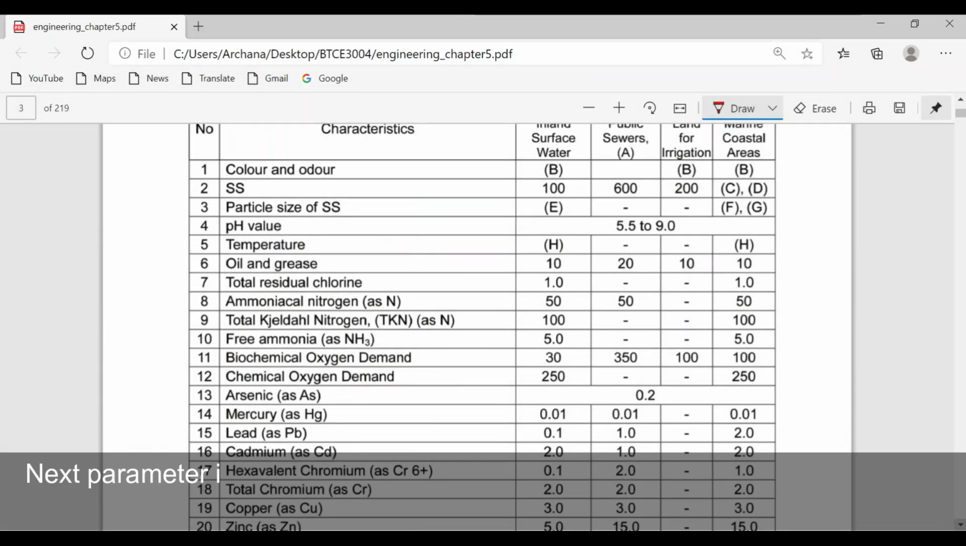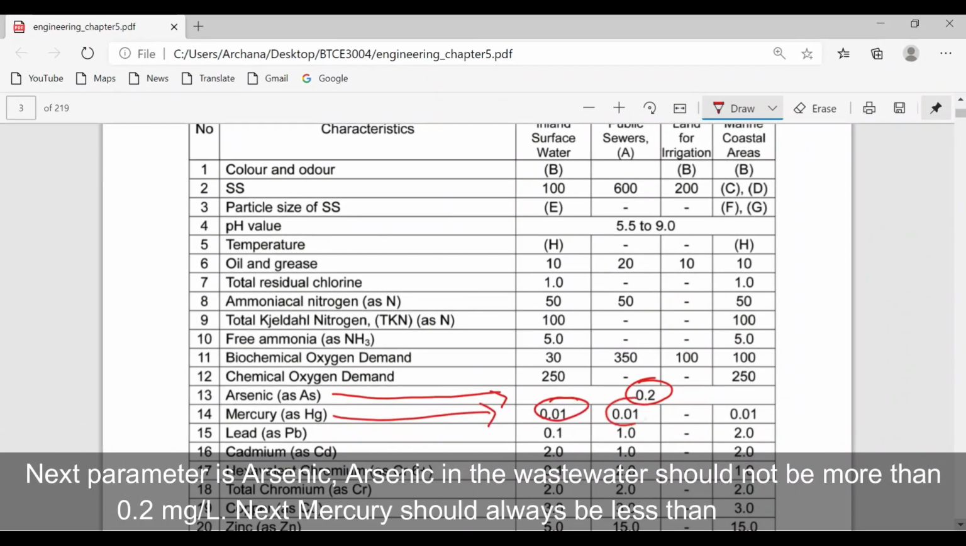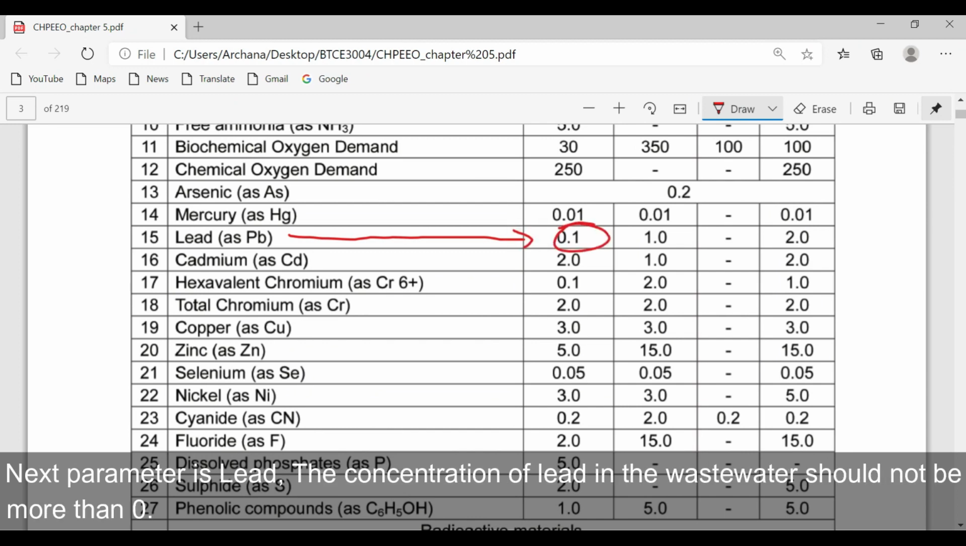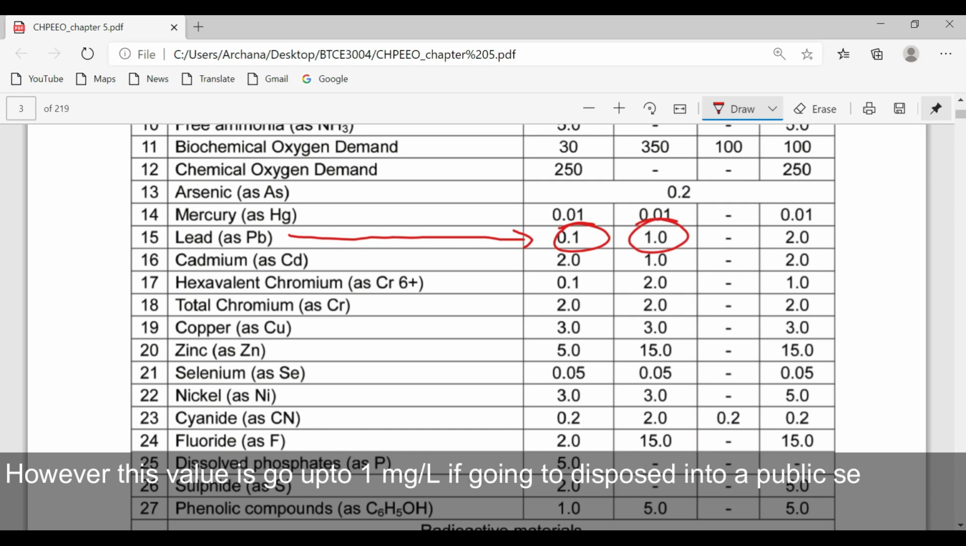Next parameter is arsenic. Arsenic in the wastewater should not be more than 0.2 mg per liter. Next, mercury should always be less than 0.01 mg per liter. Next parameter is lead. The concentration of lead in the wastewater should not be more than 0.1 mg per liter if this wastewater is going to be discharged into an inland water source. However, this value may go up to 1 mg per liter if going to be disposed of into a public sewer and 2 mg per liter if going to be disposed of into a coastal area.